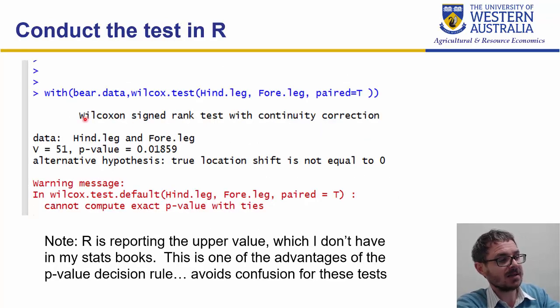Now here is my test with my data set, which is the bare data set. Apply the test. These are my 2 variables, and just paired is equal to true. All right, and so that's as simple as it is, we really know how to do this.